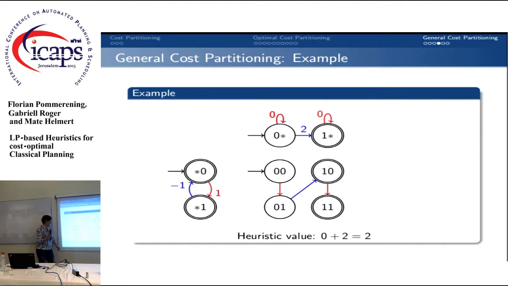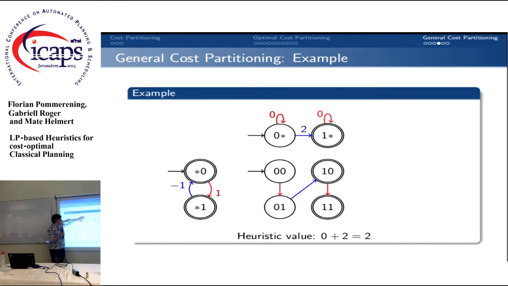Which means that for this goal state we would still get an estimate of 0, but for this goal state we would get a heuristic estimate of -1. Because we can reach a goal state with cost -1, which is smaller than 0, which is when we do nothing. So here we have a heuristic estimate for the initial state of 0.